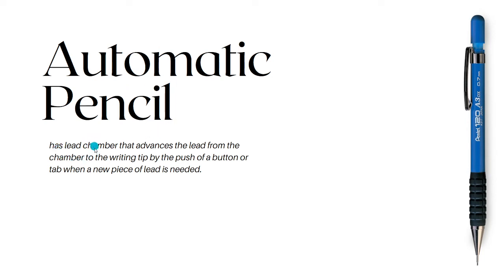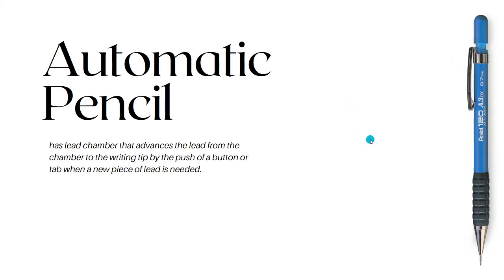So an automatic pencil has a lead chamber that advances the lead from the chamber to the writing tip by the push of a button or tab when a new piece of lead is needed. So just kibaw na matani-tanan. So mao ni ato mga kasuyan sa ato mga classmates sa una nga mga adunahan. So kita nga mga Mongol lang lapis. Kini masuya tayo nila may kihuman ni nga pencil nila, di ba?